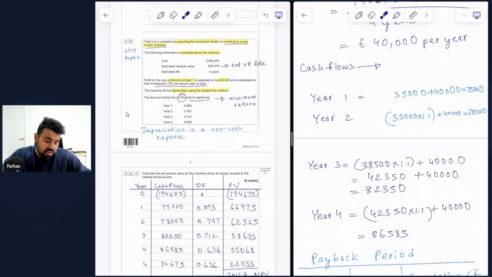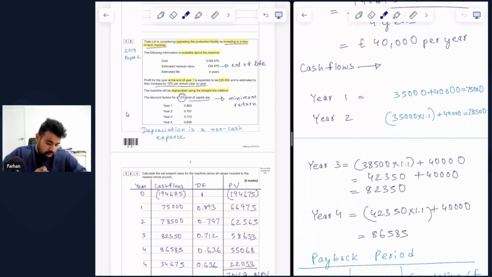Because the residual value refers to the amount that we can sell the machine for at the end of its useful life. Since the useful life is 4 years, at the end of year four there's also this additional cash flow referring to the likely residual value that we expect to receive at the end of year four.